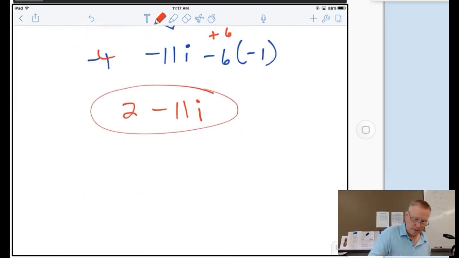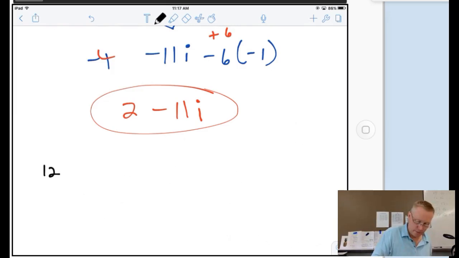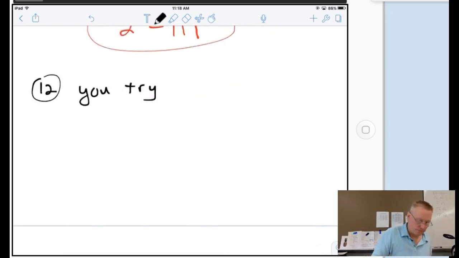All right, next, why don't you try this one too? You try number 12. 2 minus 3i times 4 plus 5i.